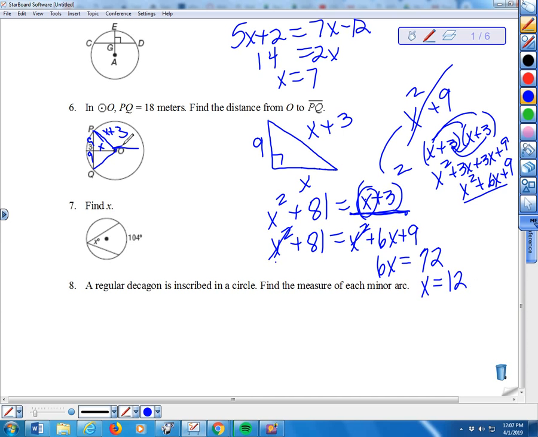Hey, I got a little bit. So I have this chord. This piece is 3. This piece is 9. 3 times 9 equals 9 times x. And then it goes on to x plus 3.